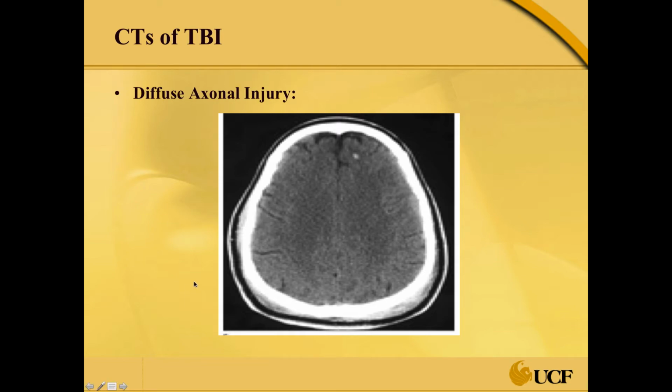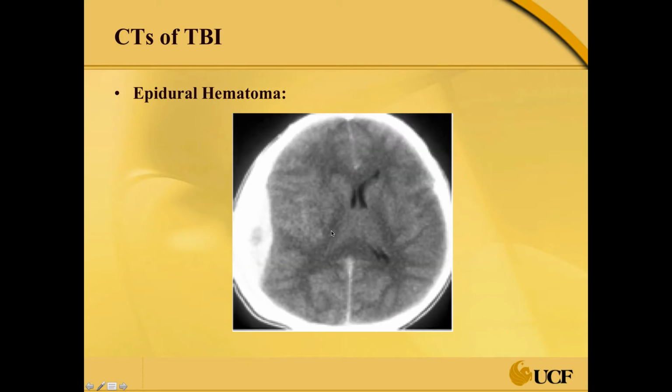Diffuse axonal injury. One of the things that you notice here in the CT film is, ignore the lesion here for a minute. You see these? These are called gyri right here. And then these are called sulci. Okay, so that's the actual fold of the brain tissue.